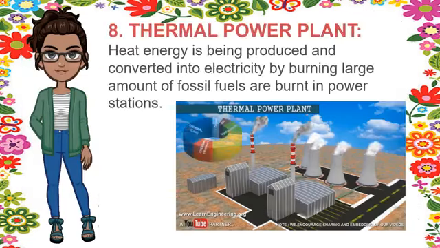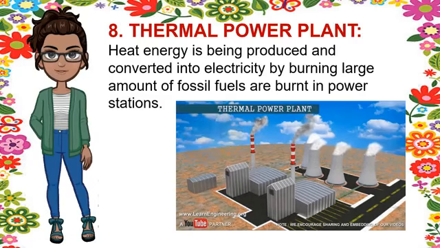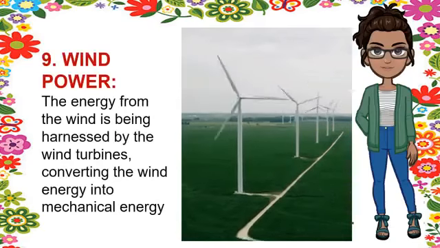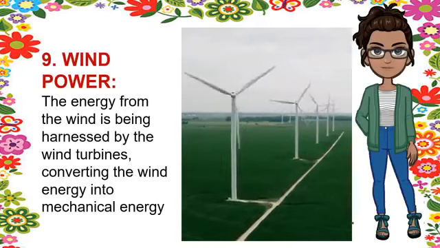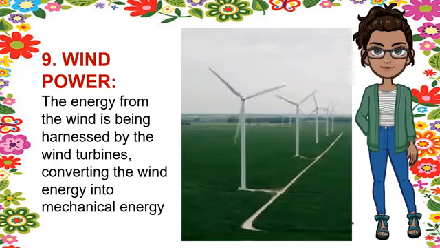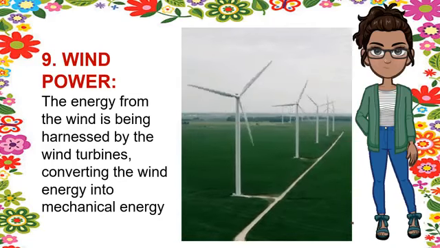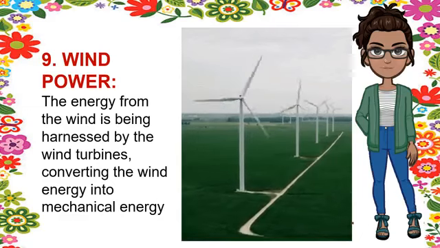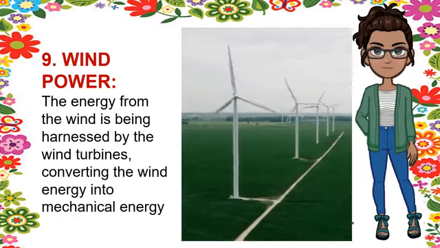Number 8 is thermal power plant. Heat energy is being produced and converted into electricity by burning large amount of fossil fuels in power stations. 9 is wind power. The energy from the wind is being harnessed by the wind turbines, converting the wind energy into mechanical energy. This kind of energy is renewable since the wind on the surroundings is unlimited.